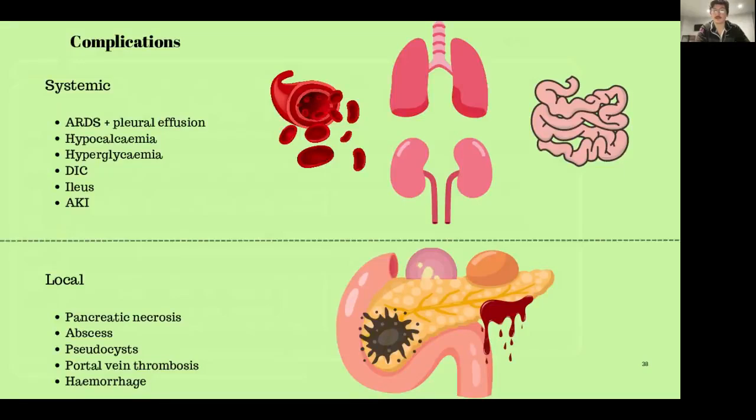Hyperglycemia, again, we've talked about, so not able to release as much insulin because of the damage to the beta cells. You can get DIC. You can also get hemorrhage as well, so you might need to give them some blood products.